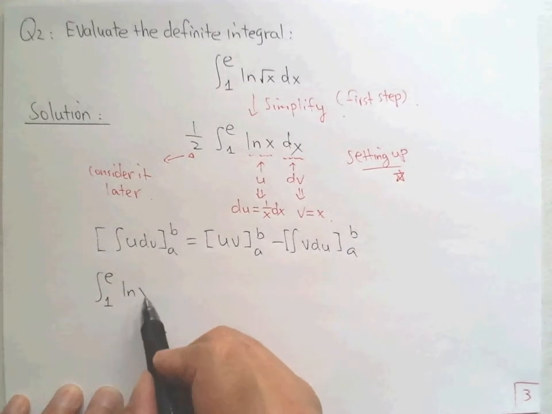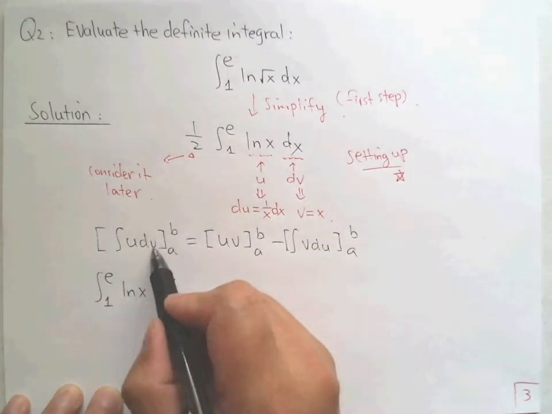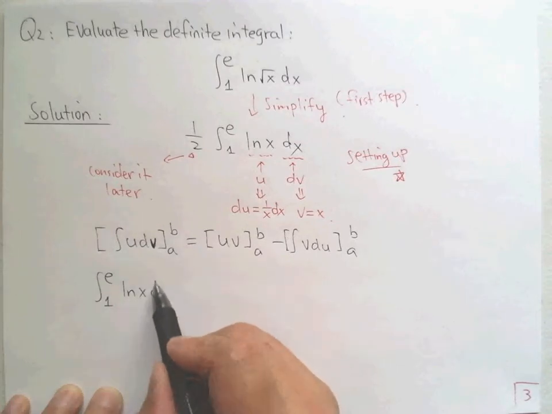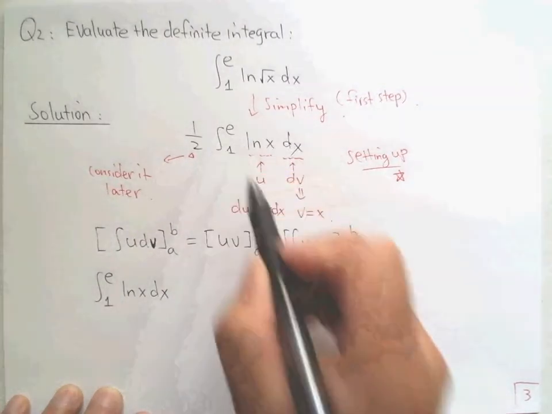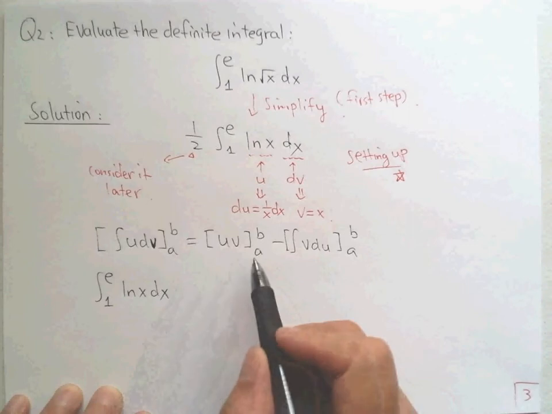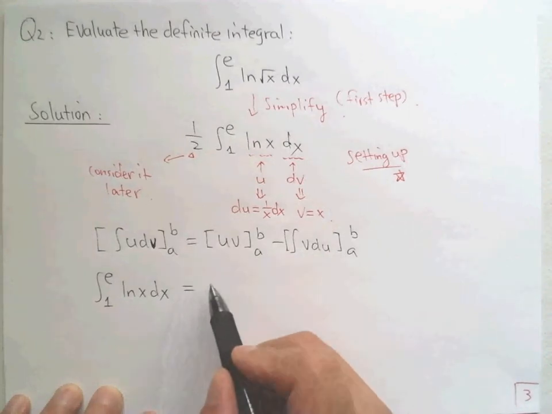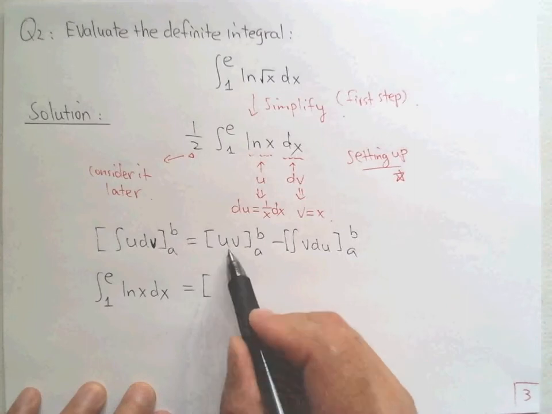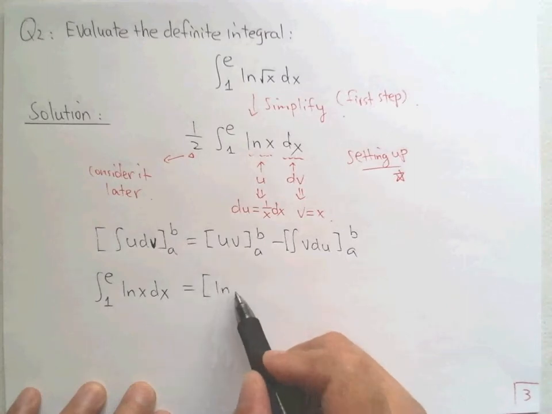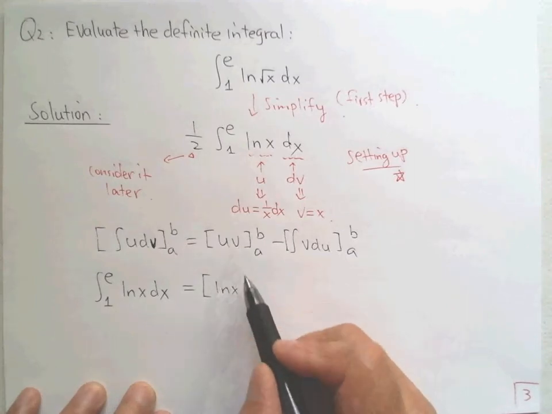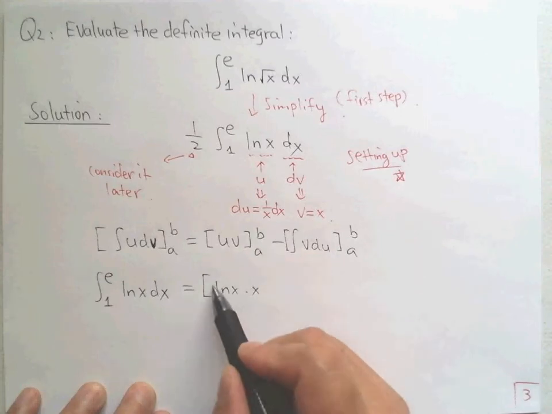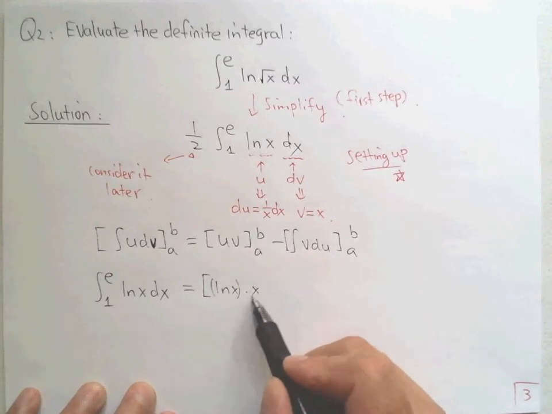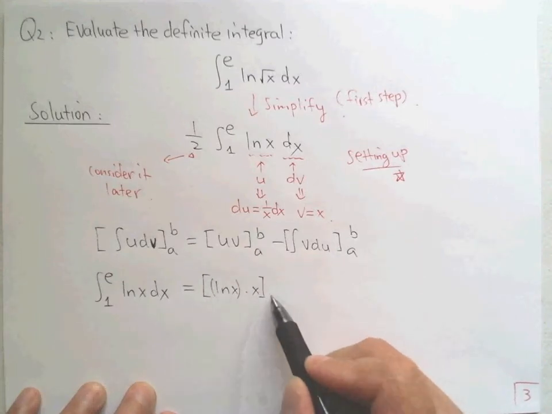u is ln x, dv is dx. I was going to find this value using integration by parts, and this equals what? What's u? ln x, right? What's v? It is x. It is better I put the parentheses, so you don't mix them together.